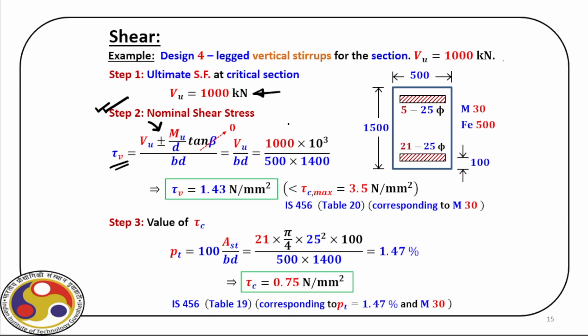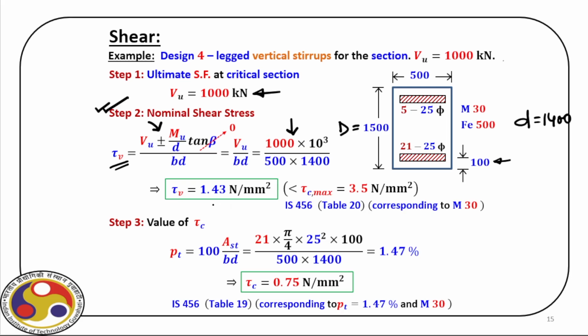That you can calculate because Vu is 1000 kilonewton and then the size of the beam is 500 by 1500. Now capital D is 1500 and then the effective cover is 100. So we have small d as 1400.